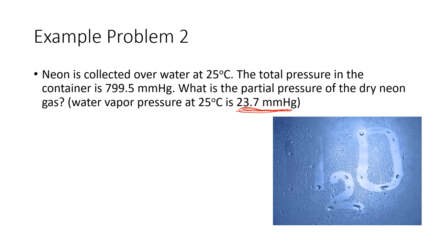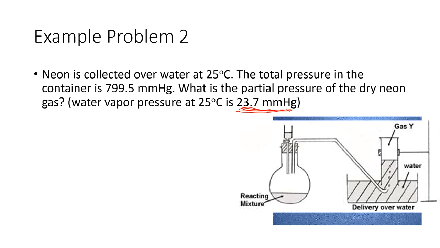So in this case, you're collecting neon. So let's say you do something and you collect neon up here. This is neon. And because there's water here, there's a little bit of water pressure. So a little bit of water in here with all the neon. All right. So we want to subtract out the water.